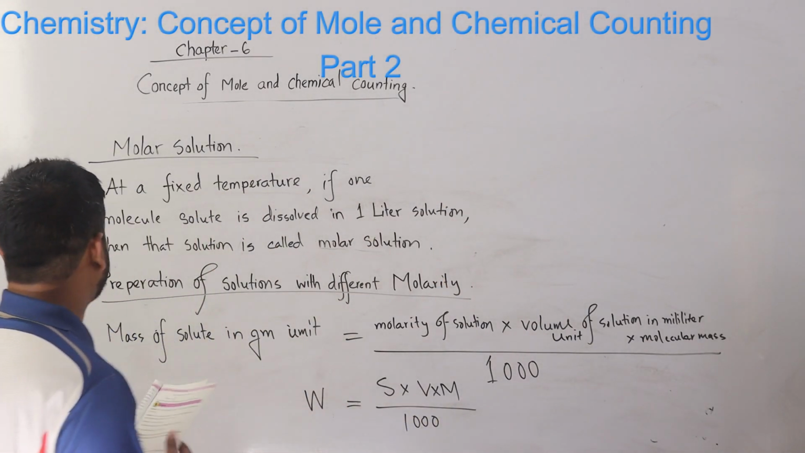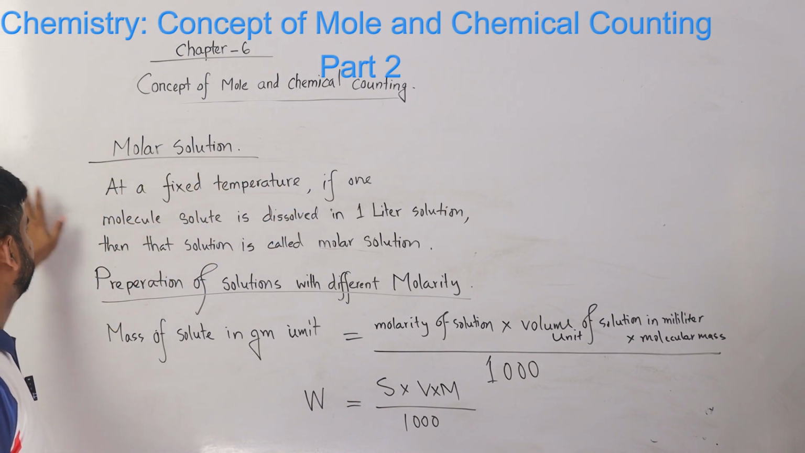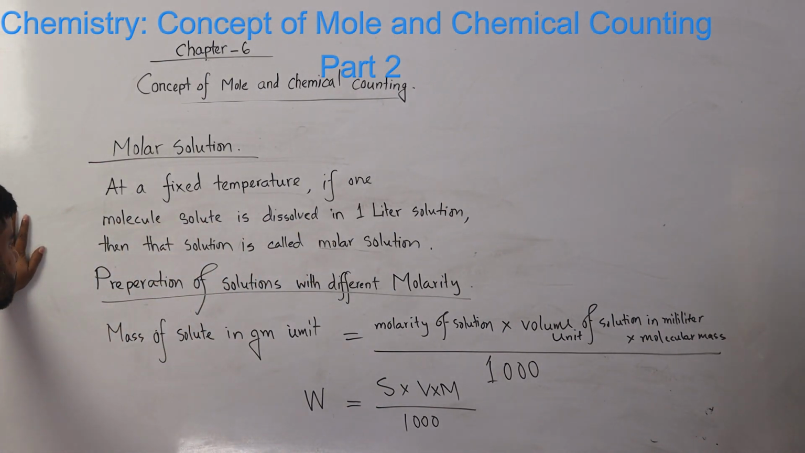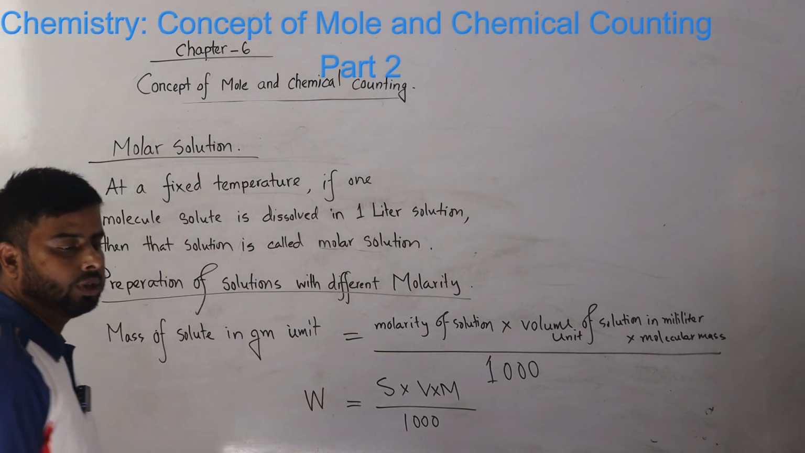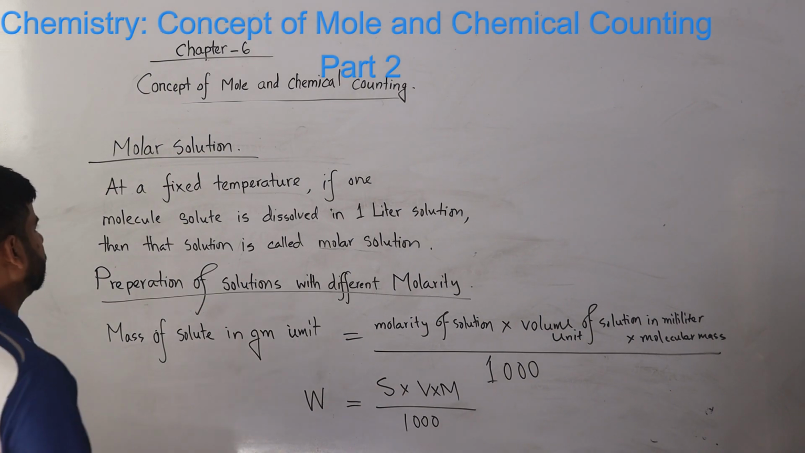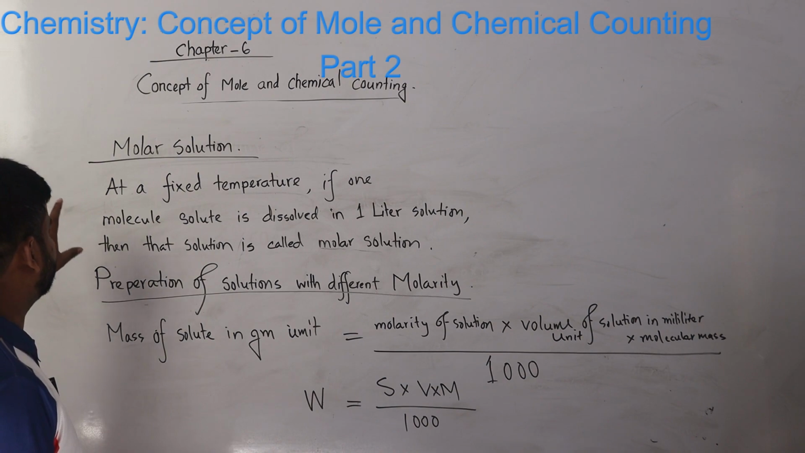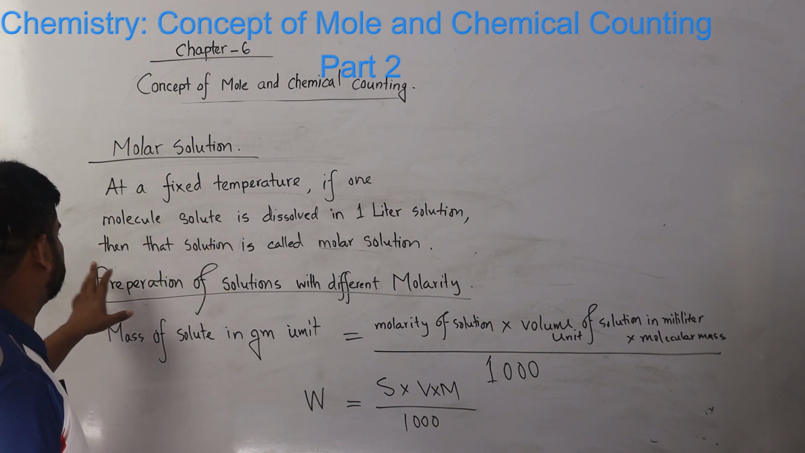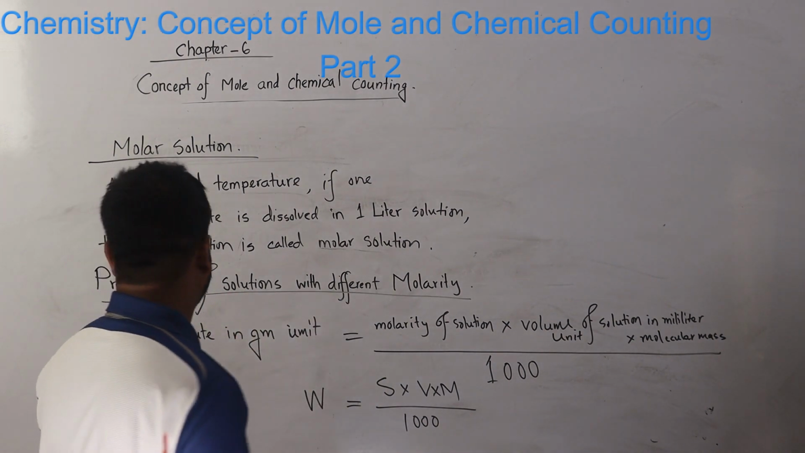Now we discuss molar solution. At a fixed temperature and pressure, if one mole solute is dissolved in 1 liter solution, then that solution is called molar solution at that temperature. So molar solution is denoted by capital M. 1 molar solution is when 1 mole of solute is dissolved in 1 liter solution, then that solution is called 1 molar solution.